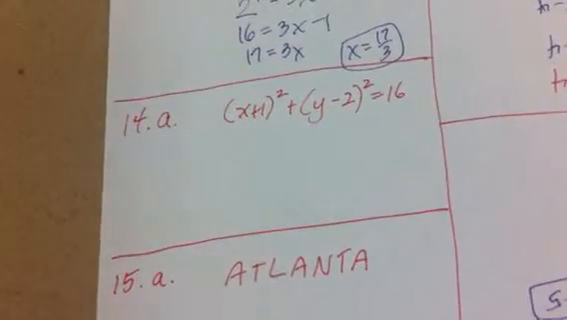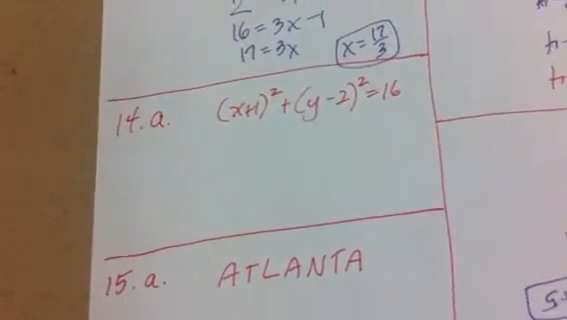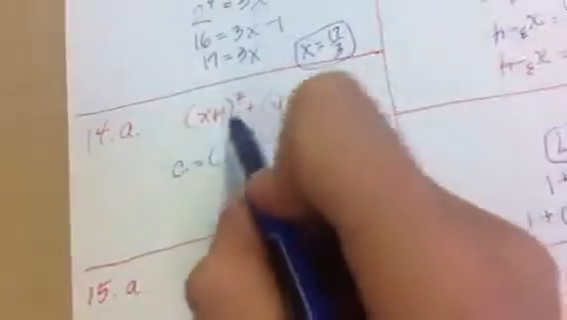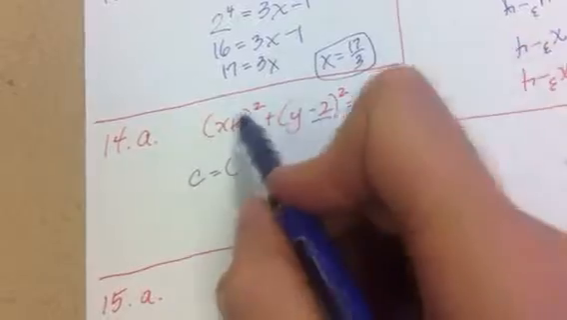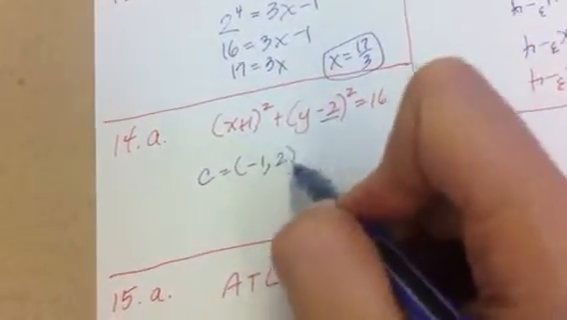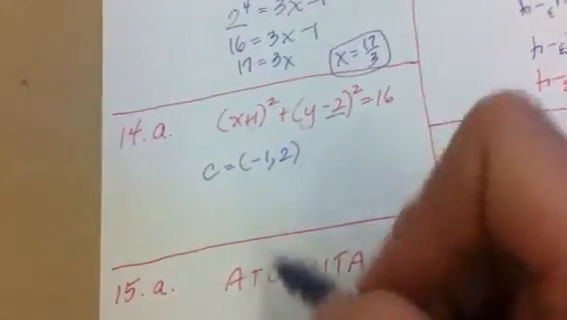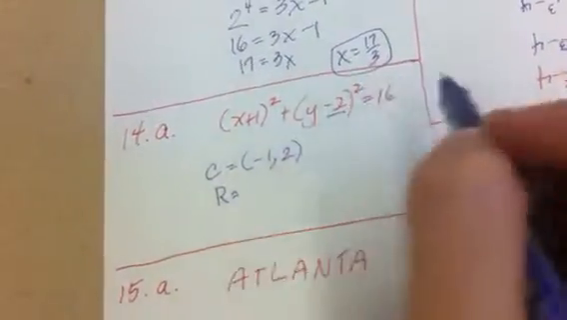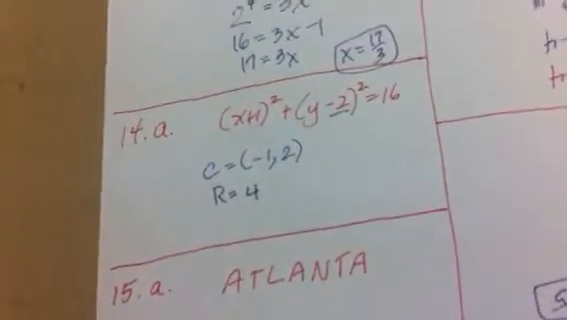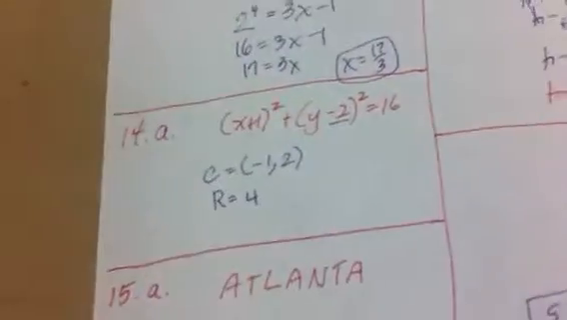14 is a circle. The center of the circle, well, you take the opposite of the numbers in the parentheses. So the opposite of +1 is -1, and the opposite of -2 is +2. So the center of the circle is -1, 2. The radius is the square root of 16, or 4. And I'm not going to bother with the graph on the final. So that's really what you need to know.